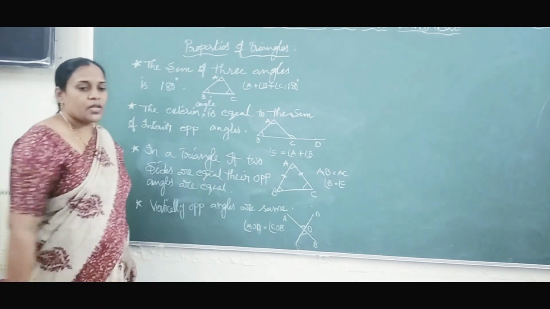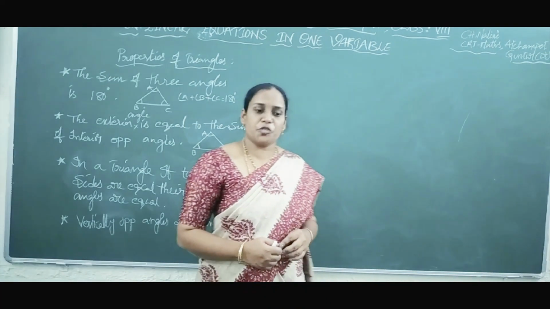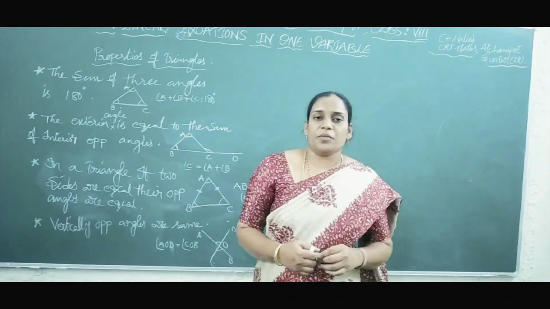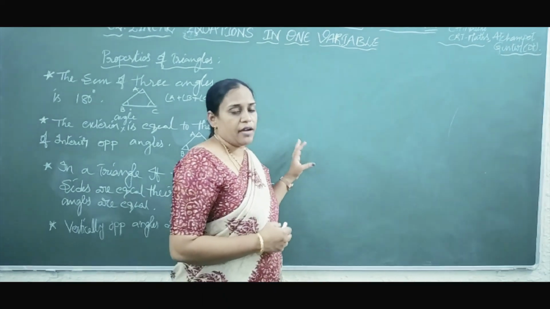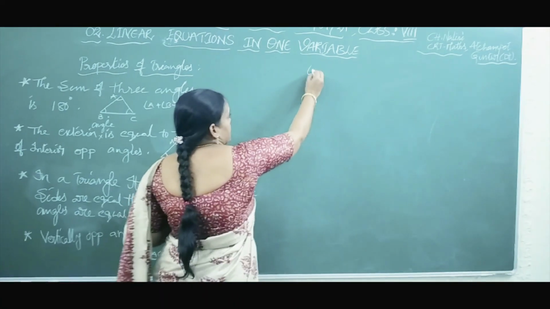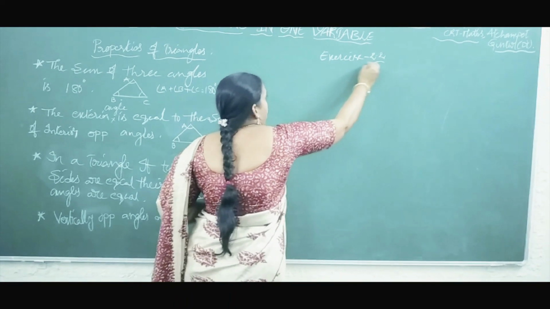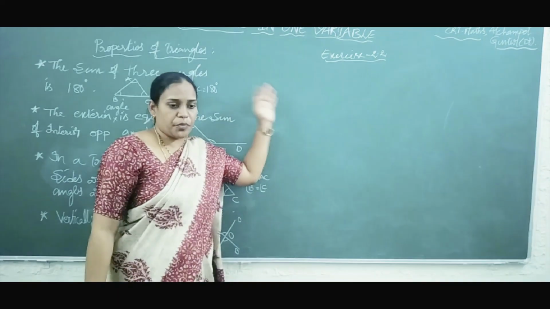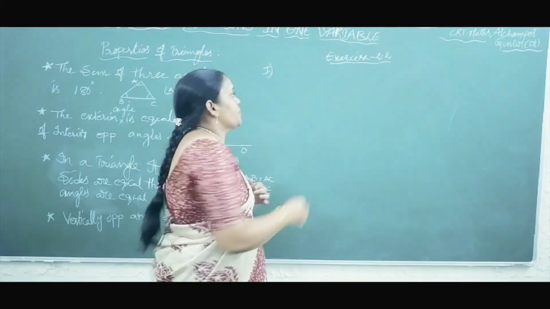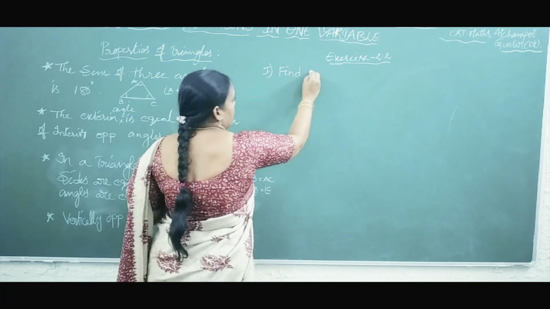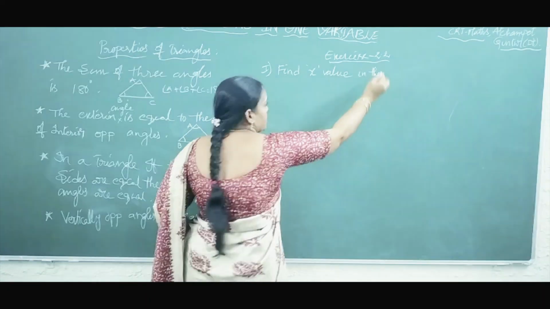Okay. See in your textbooks, exercise 2.2. In exercise 2.2, the first Roman numeral has problems with diagrams. See, I will explain one by one. You have to listen carefully. Exercise 2.2 problems, first Roman numeral. In the first Roman numeral, find x in the following figures. Find the x value in the following figures.